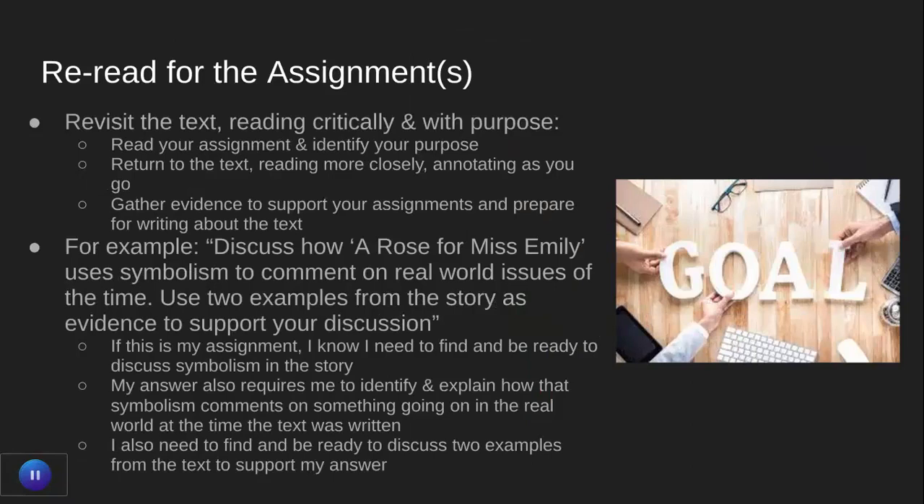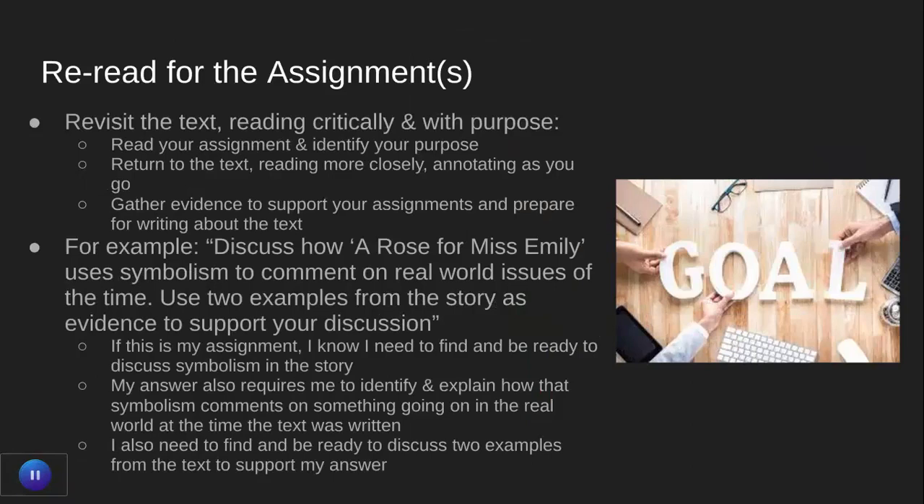By reading this example prompt, I can tell that in that assignment, I would need to find and be ready to talk about instances of symbolism. My answer also requires me to identify and explain how that symbolism connects to something going on in the real world. And then I know that I need to find and be ready to discuss 2 examples from the text to support my answer. So now I've got some clear goals for myself. I need to focus on symbolism.